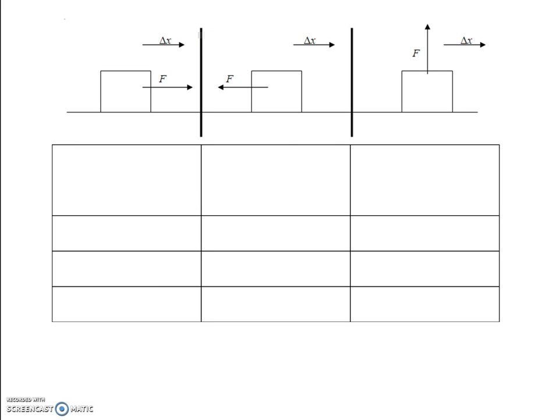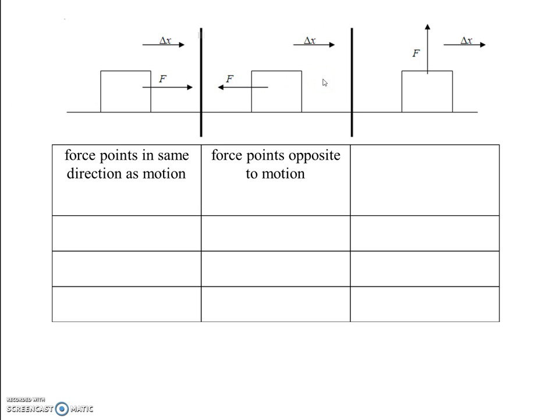But here is a picture of a single object in three different situations. It's always the same object, and the object is always moving to the right, but a force is being applied in different ways, and we're going to see the effects of it in terms of how much work that force is doing. So in the first situation, you see the object is moving to the right, and the force is also to the right, so you might say that the force points in the same direction as the motion. In the second situation, the object is moving to the right, but the force is to the left, so you might say the force points opposite to motion. Maybe this is a friction force opposing the motion.